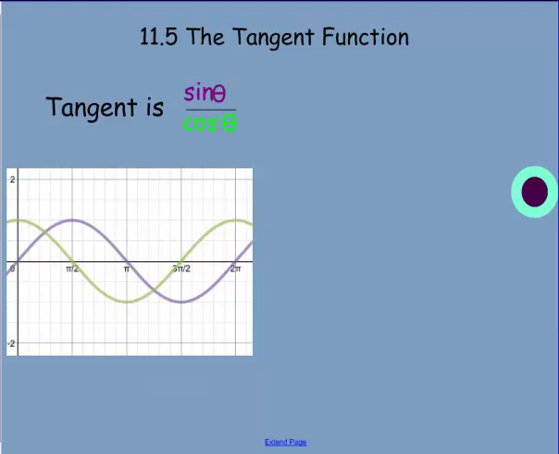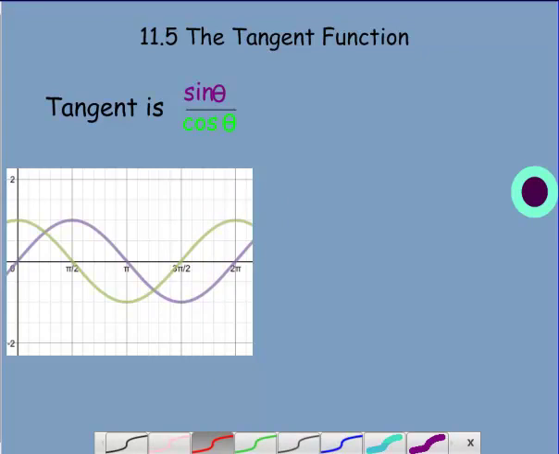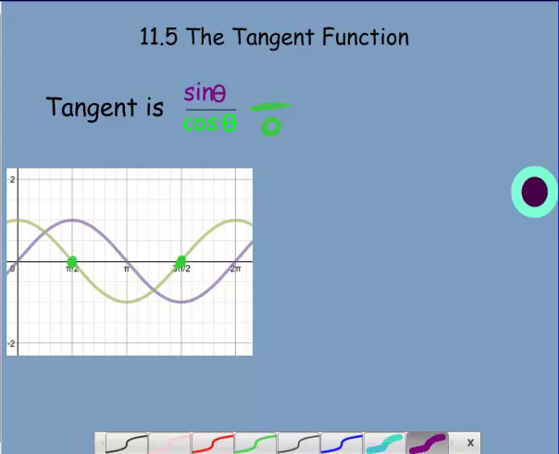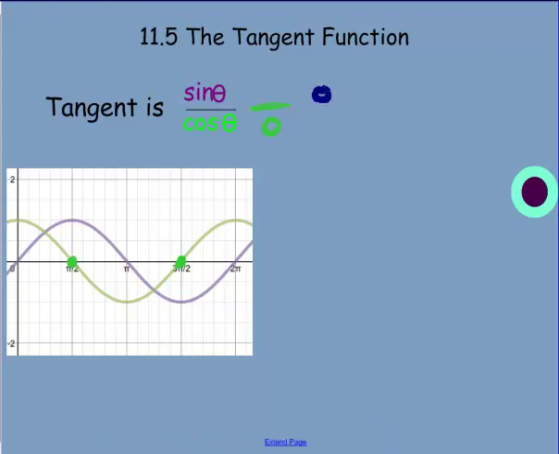So before we look at the picture, let's just look at one thing here. Notice that when cosine is a 0 in the denominator, we're going to run into problems. So we're undefined here and here. And then when sine is 0, we're going to have a 0 here and here.